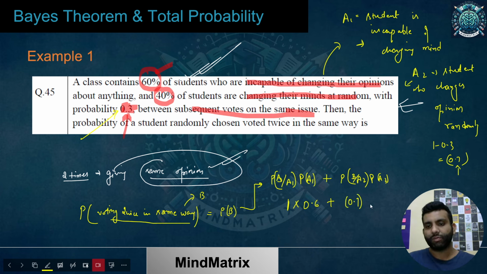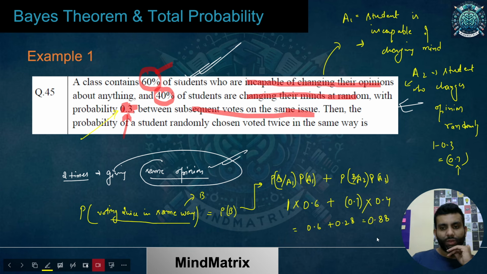Okay. Now, what is the probability of this kind of student? What is the probability of getting such kind of student? They are 40% of the total. That means 0.4. So what do I get? 0.6 plus 0.28, that is 0.88. I hope the idea is clear.